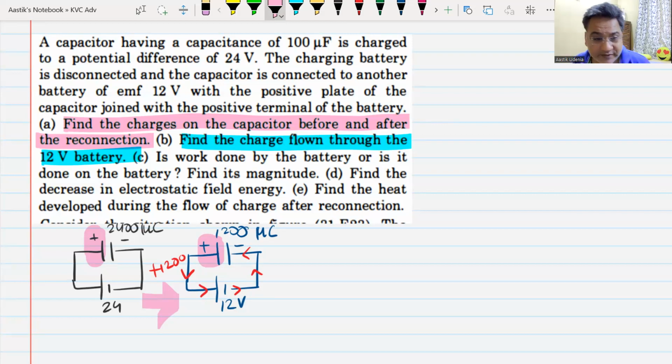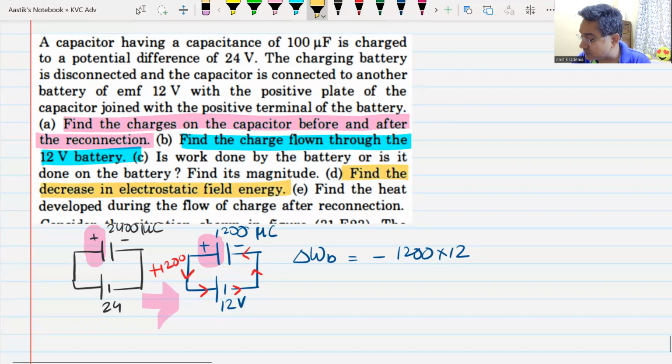Is it the work done by the battery or work done on the battery? Work done on the battery, and therefore it is negative. So negative 1200 multiplied by 12, that is the work done on the battery, and it is negative. Find the decrease in electrostatic potential energy.